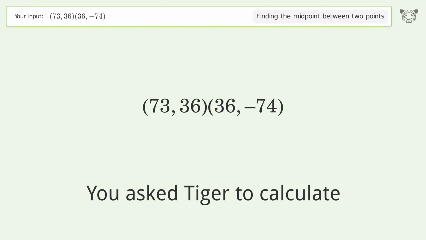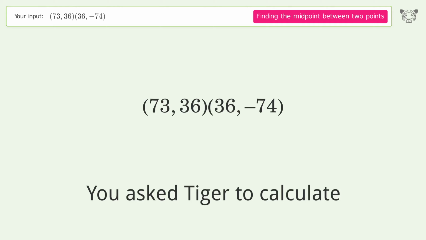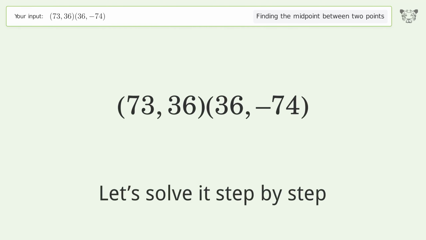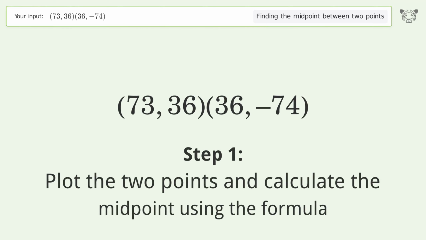You ask Tiger to calculate. This deals with finding the midpoint between 2 points. The midpoint between the 2 points is 54.5, negative 19. Let's solve it step by step. Plot the 2 points and calculate the midpoint using the formula.